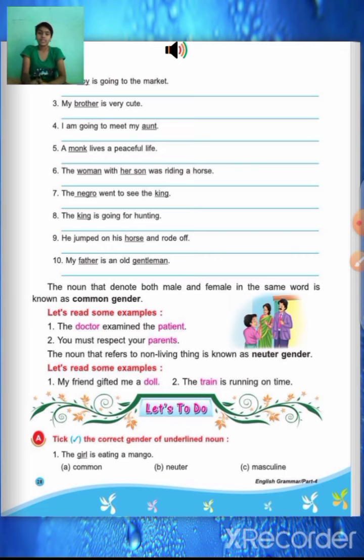Now let's see something about common gender. See, masculine and feminine are easy, but now I will be explaining common gender.